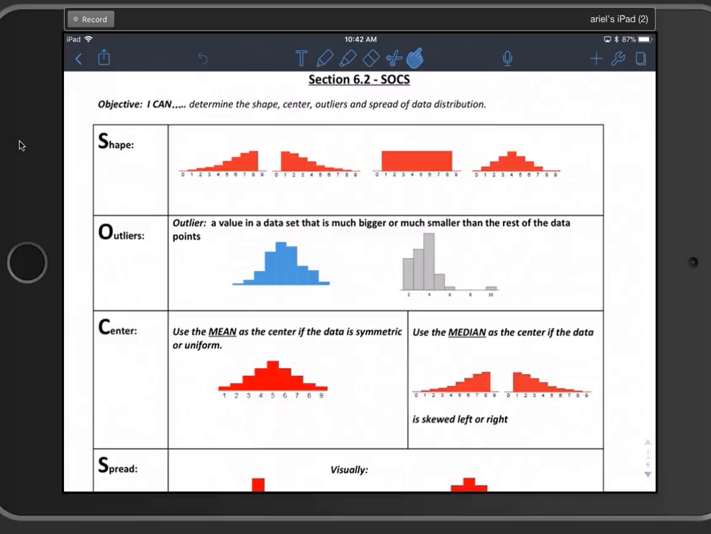Okay, this is just a quick 6.2 overview of what we did on the notes. Of course, the completed notes and everything are on Schoology, but this is just a quick video to remind us of what we're going to need to know for the test.